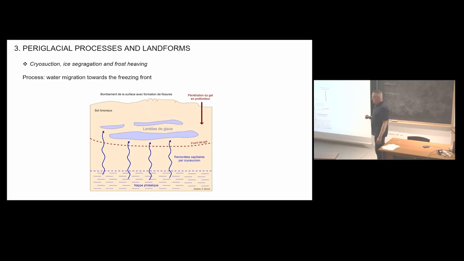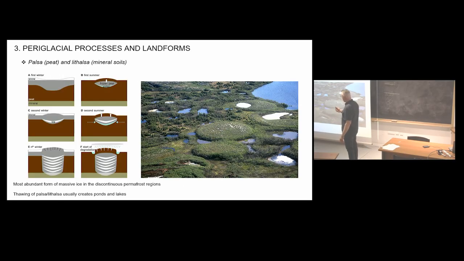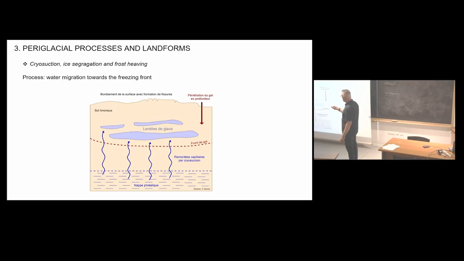Okay, so I want to discuss another landform that is related to what Robert presented, cryosuction. Cryosuction is the process, and it creates ice segregation, and so accumulation of ice, and this accumulation of ice creates heaving of the surface, frost heaving. So the water that is at depth migrates towards a freezing front, and the freezing front eventually goes down in that water and creates ice lenses.